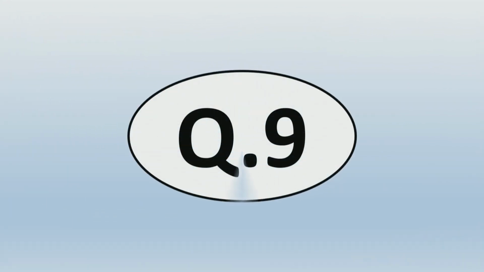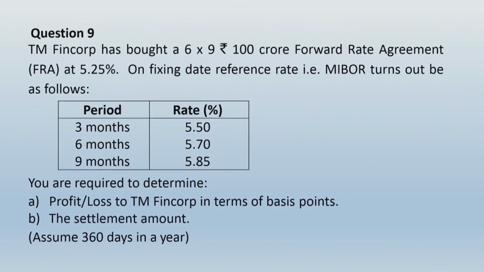That will be question number 9. Let us read this question. TM FinCorp has bought a 6/9 rupees 100 crore forward rate agreement, that is FRA, at 5.25%. On the fixing date, reference rate, that is MIBOR, turns out to be as follows. So now we have MIBOR applicable for 3 months, 6 months and 9 months, and you are required to determine the profit or loss to TM FinCorp in terms of basis points and the settlement amount. Assume 360 days in a year.